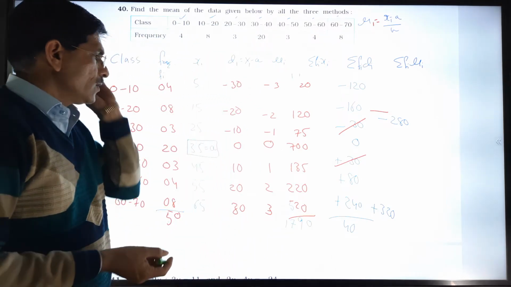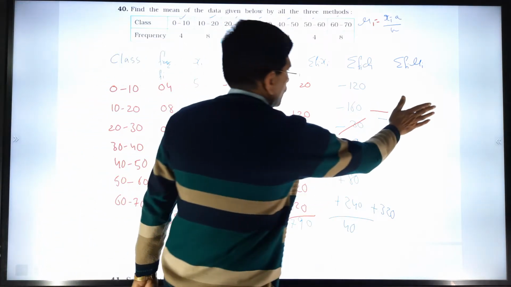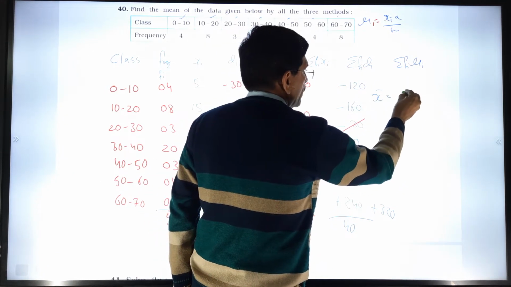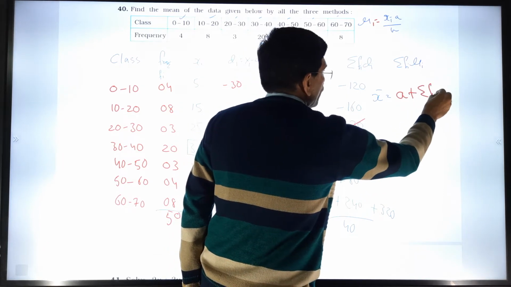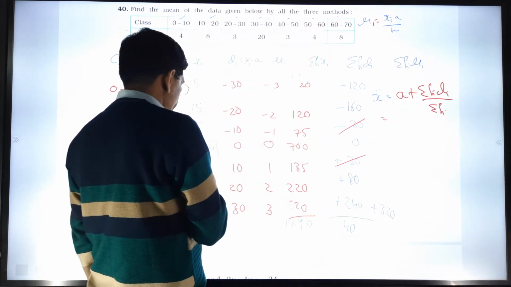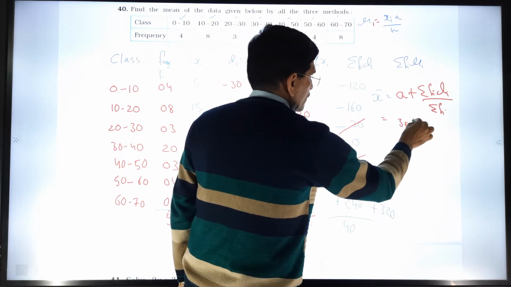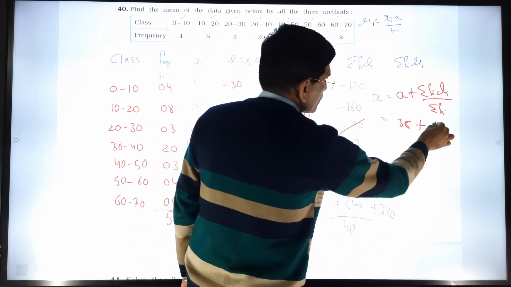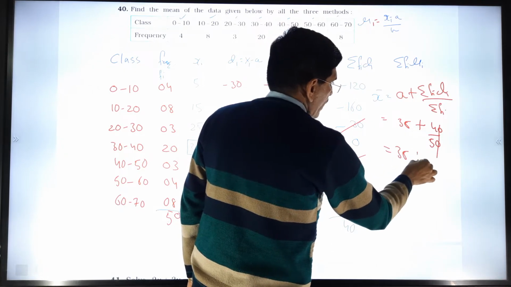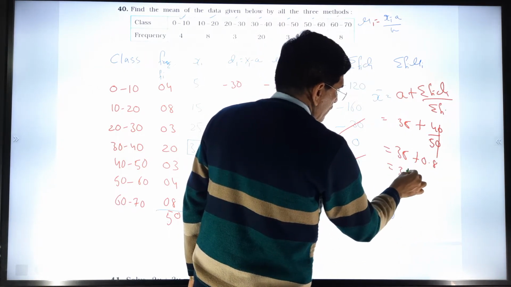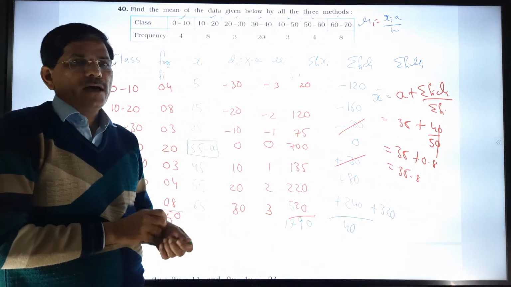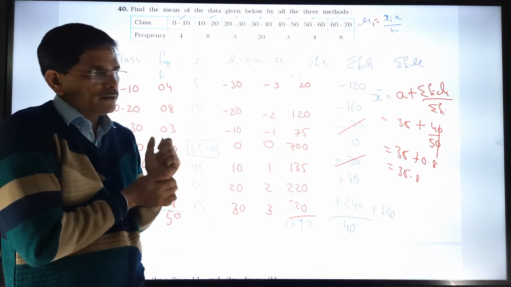Now what is the formula? We know that the formula is x bar is equal to a plus sigma fi di upon sigma fi. So what is our assumed mean? 35. Plus, what is the answer? 40 by 50. This 0 cuts. So 35 plus 0.8, that is 35.8. That is the answer by the assumed mean method.